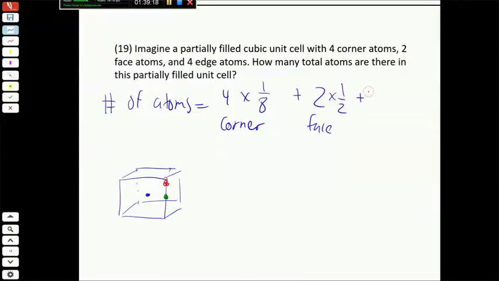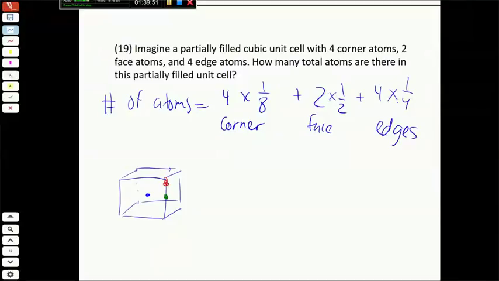And then the last one is we have 4 edges. And the edges are shared between 4 cells. One that's in front in this direction, 1 that's on the side, and then 2 more coming out. And think of it as stacking cubic blocks, if you enjoyed that activity as a child, or maybe still do. You can think about edges sharing between 4 cubes, so you count those as a fourth. So whenever we count corners, they count as an eighth each. Faces are a half, edges are a fourth.